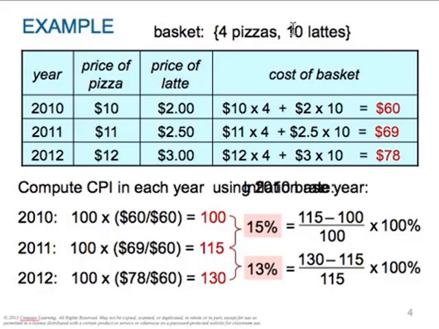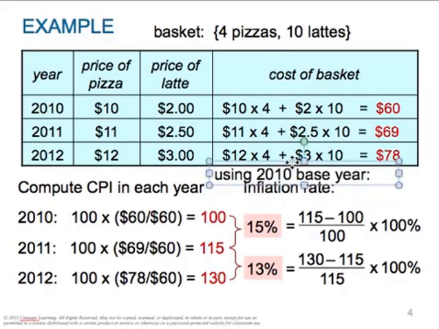Now, in real terms, the BLS does a calculation on a much broader range of items. Now, the cost of the basket, if these are the two things you're putting in your basket, is $10 times the 4 pizzas and $2 times the 10 lattes, $60. That's the cost to buy what you want to buy, 4 pizzas and 10 lattes, this year in 2010. Now, in 2011, it's $11 times 4 and $2.50 times 10, $69. Cost has gone up. Basket costs you more. 2012, $12 times the 4 pizzas and $3 times the 10 lattes for a total of $78.